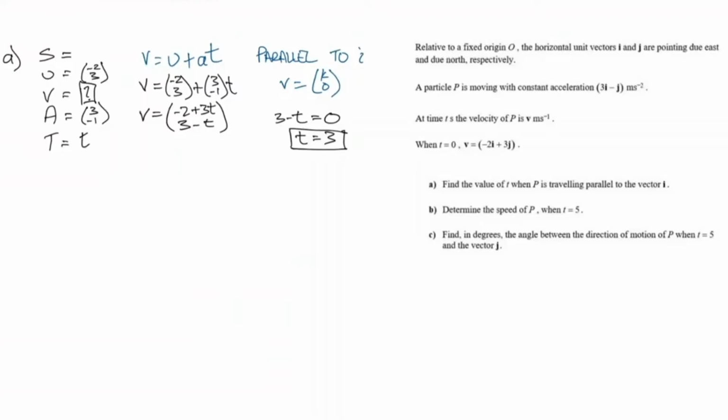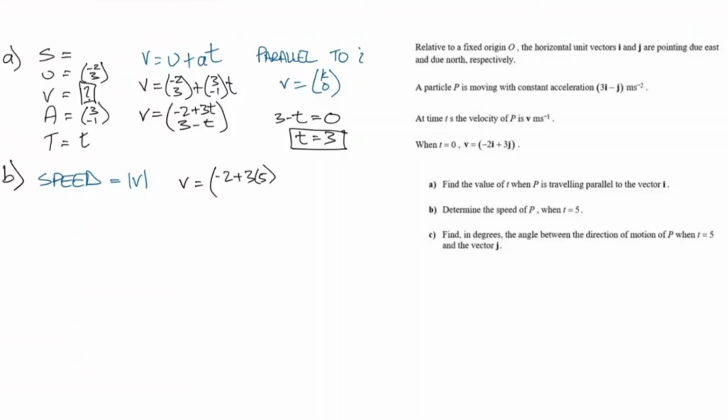Part B of the question says we must determine the speed of p when t equals 5. Okay, there's a little bit of nuance here. You have to be careful. We've been asked to find the speed. When working with SUVAT, you know that we're finding the velocity. The speed is going to be the modulus of that velocity, particularly important when we're working with vectors. So we're going to find the modulus of the velocity when t equals 5.